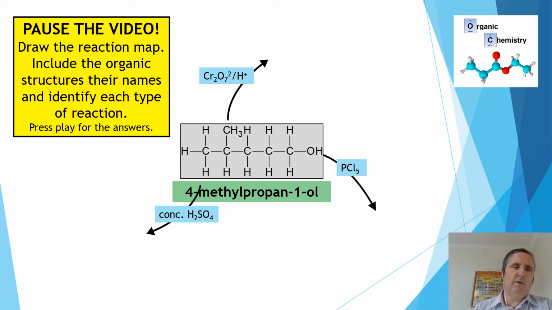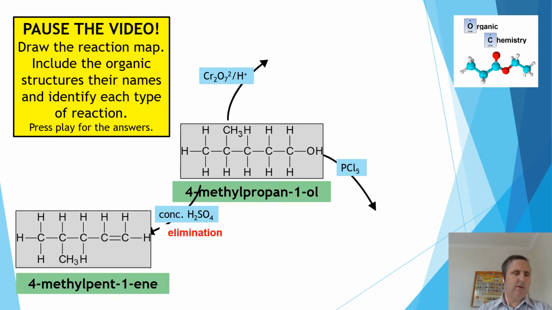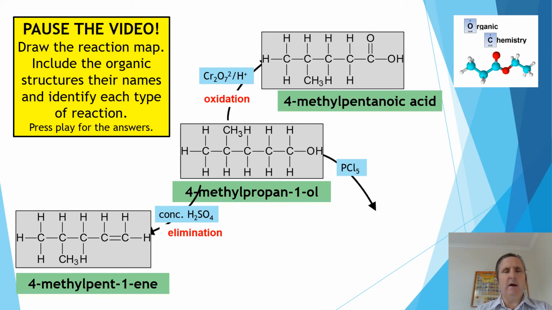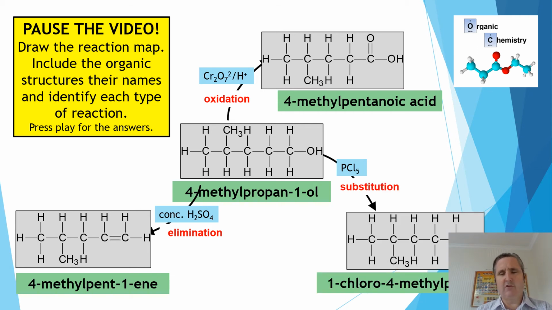Okay, so if we look at the three reactions here, let's do the first one down the bottom first. We've done an elimination reaction. There was only one choice here because the OH was on the right hand side, so we've produced that. We've done an oxidation reaction with our dichromate, and we've produced a carboxylic acid where the alcohol was. And our PCl5 is going to be a substitution reaction. It's replaced the hydroxyl group, the OH group, with the Cl. So you just need to pause here again and check whether all of your structures and naming are correct.